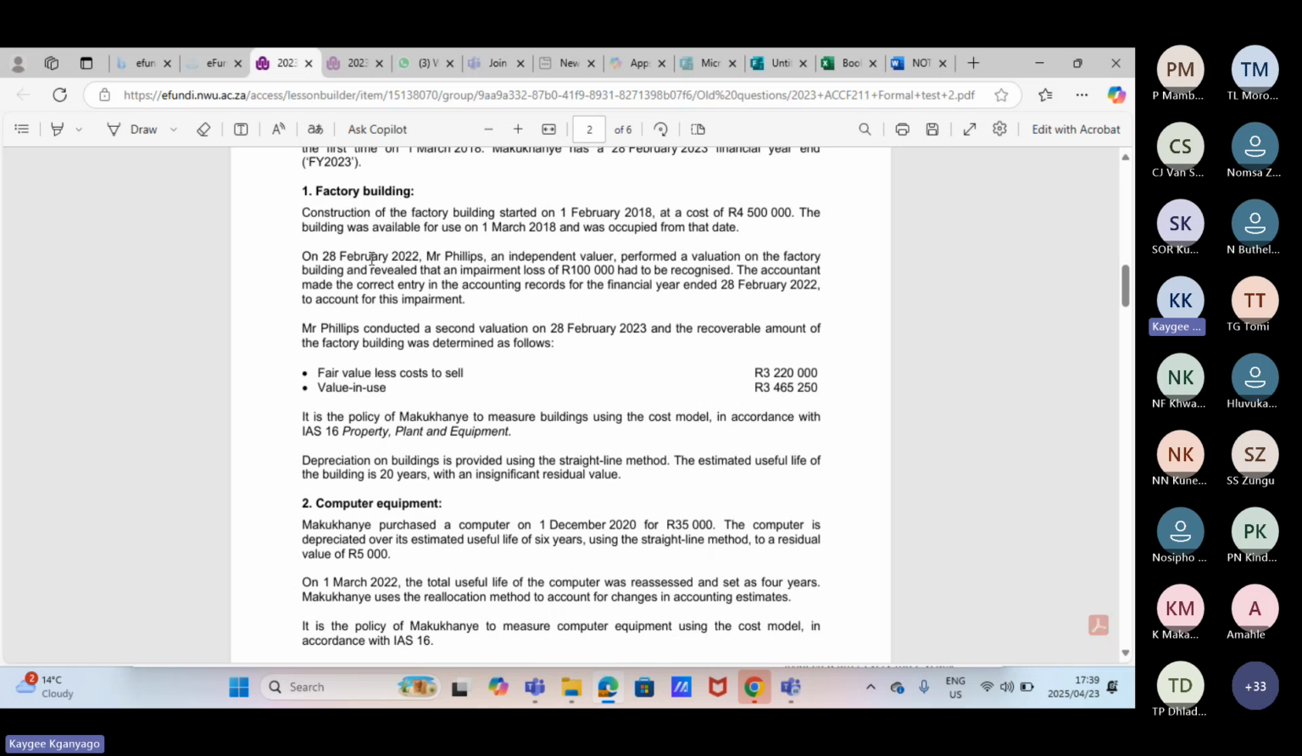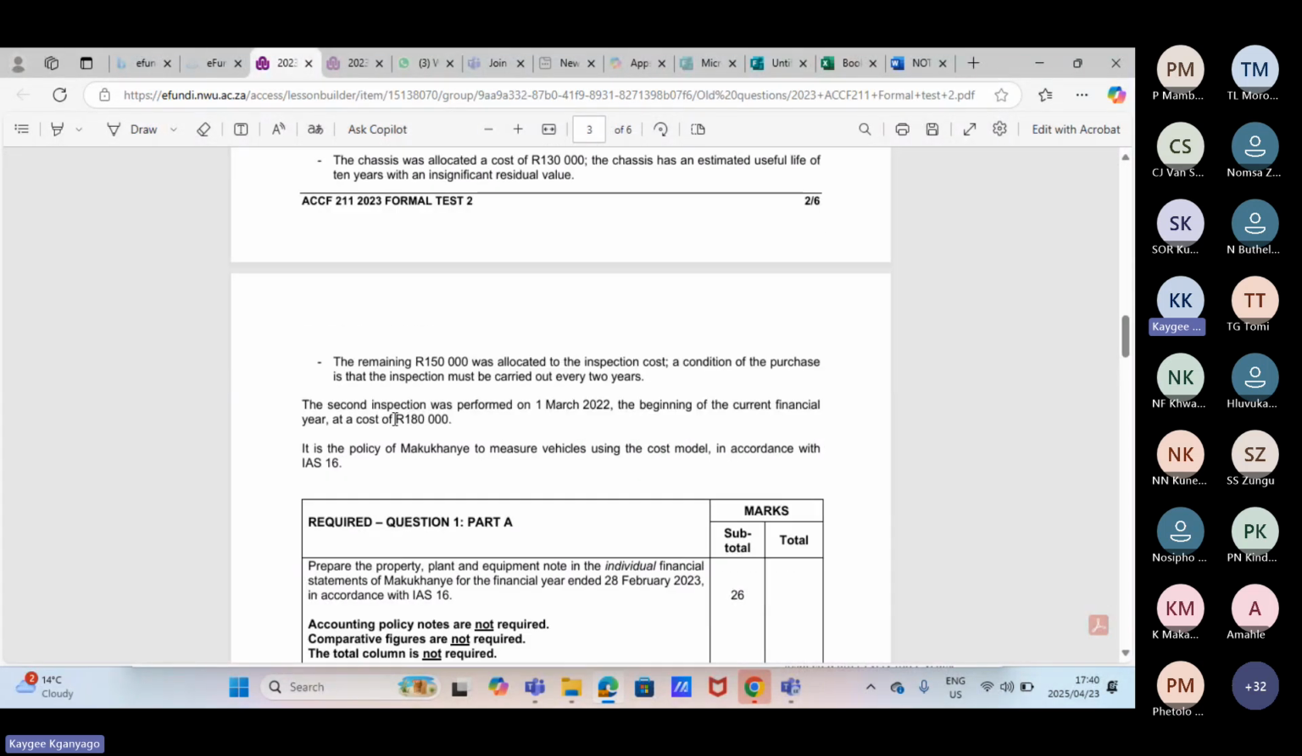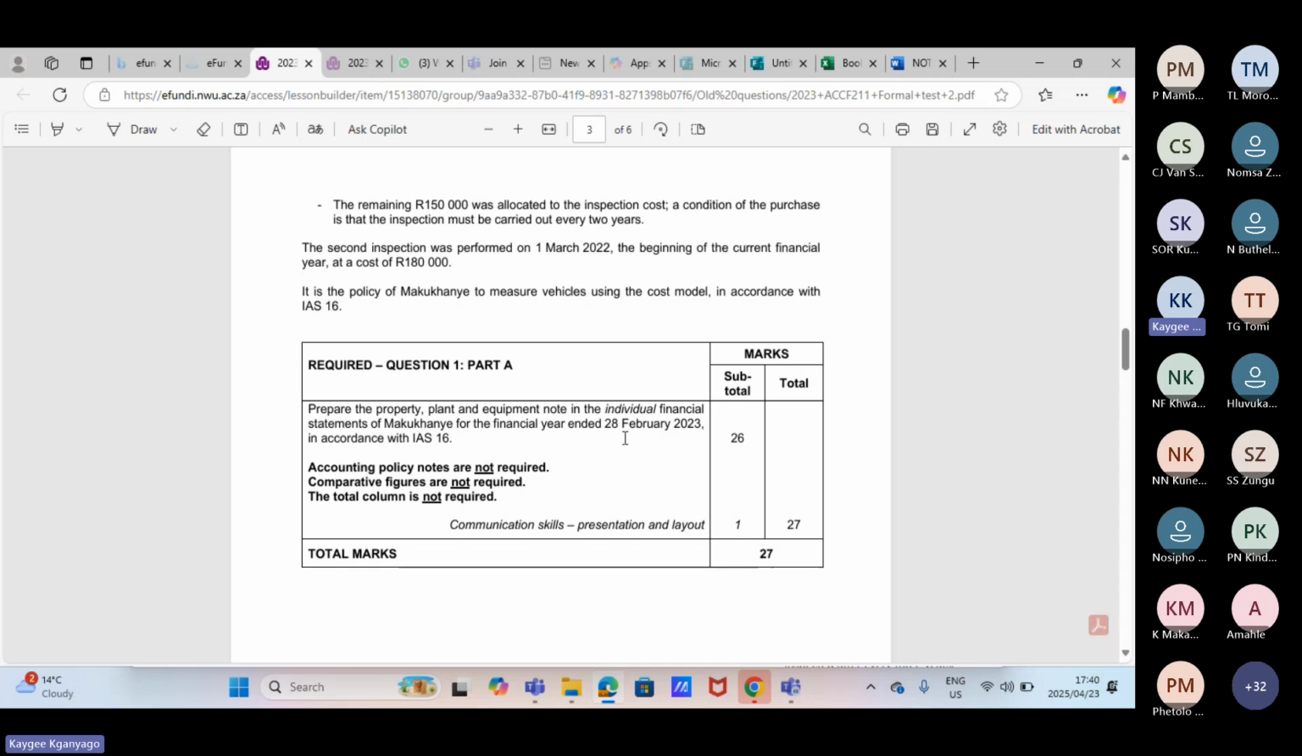So let's see. On the 28th February 2022, Mr. Phillips, an independent valuer, performed a valuation of the factory building and found that an impairment loss of 100,000 has to be recognized. Can you see in 2022, impairment loss was recognized? However, the accountant made the correct entry in the records of this entity in the financial year ended 28 February 2022. What is our current financial year? We are currently in the financial year 28 February 2023.